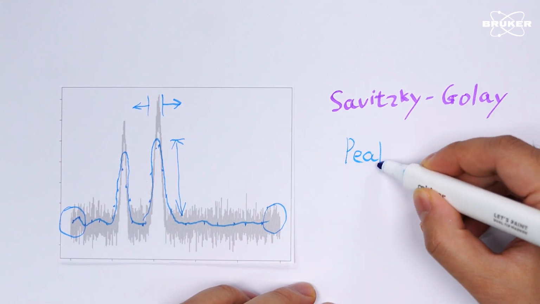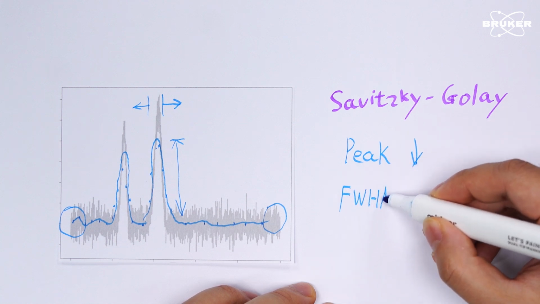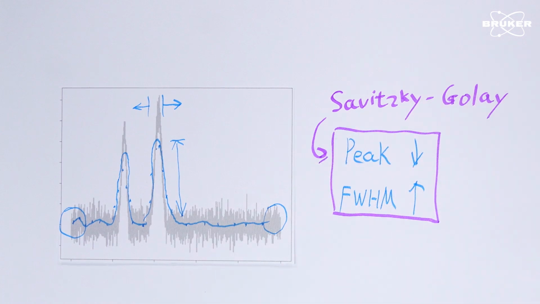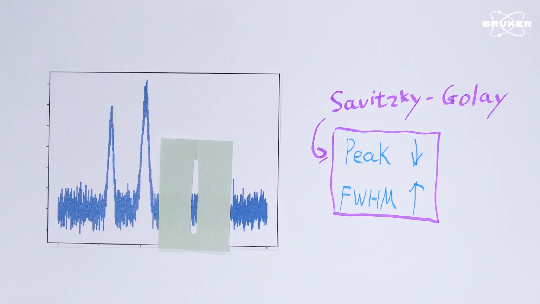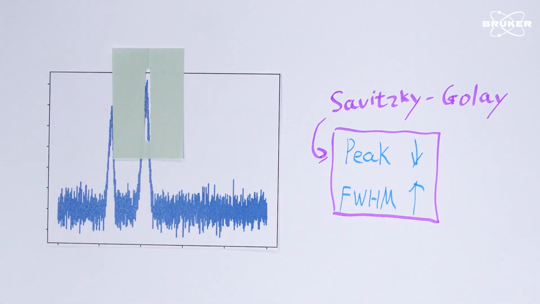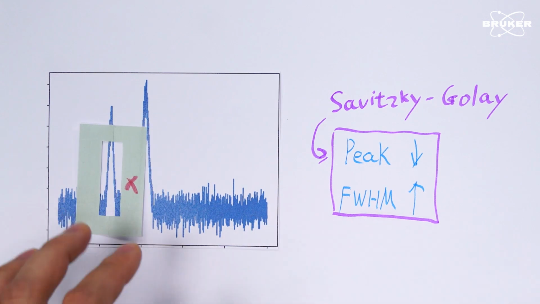All methods affect Raman peaks, particularly sharp and closely placed peaks, making them broader and lower. Selecting an appropriate window width is crucial. The window must be large enough to effectively smooth the noise, but small enough to preserve the Raman peaks.